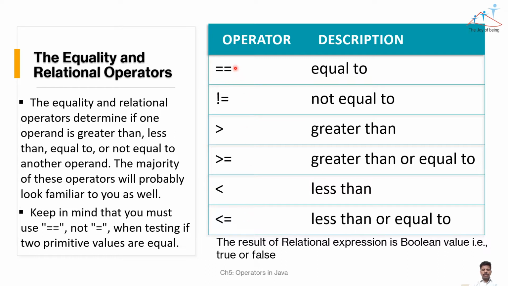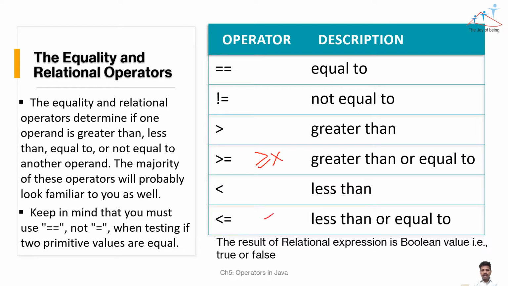Okay, so for equal to we will be using two equal signs when we compare, and for not equal to it is an exclamation mark and equal to. Also, greater than or equal to you should write like this. You should not use the form we sometimes use in mathematics. Okay, this is not correct.